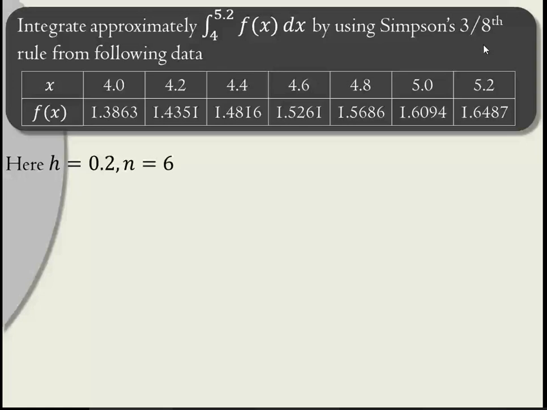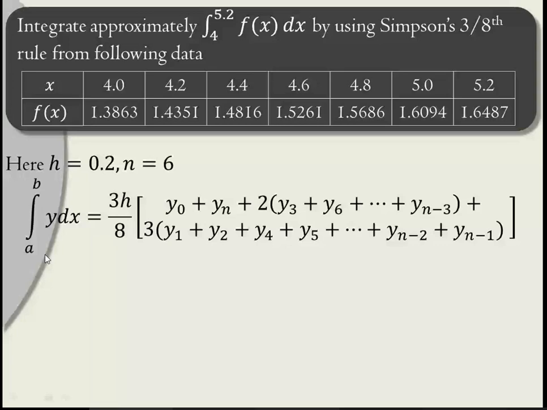integration from a to b, y dx, you can use y or f of x, no problem. Integral a to b y dx is equal to 3h by 8 times the addition of the first and last value of y, plus 2 times the multiples of 3 suffixes of y, plus 3 times all the remaining y terms. Okay, so properly take the values of y.